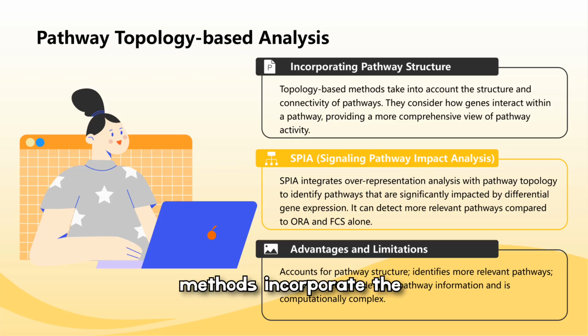Topology-based pathway methods incorporate the structure and connectivity of pathways, not just membership. Techniques such as SPIA combine enrichment with pathway wiring to detect more biologically relevant impacts, offering deeper insights at the cost of needing detailed pathway maps and greater computational complexity.